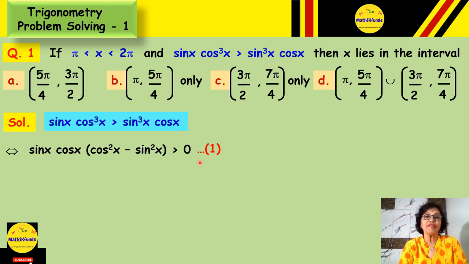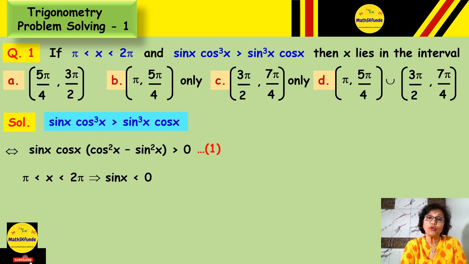Now, whenever you are given an inequation which is a product of three factors, it is surely not easy to solve. Then from where to start? I have not yet used that x lies between pi and 2 pi. x lies between pi and 2 pi means your x is in the third or fourth quadrant. And if that is the case, then sin x has a particular sign in the third and fourth quadrant. What is that? That sin x is negative in the third and fourth quadrant. So I try to use this.